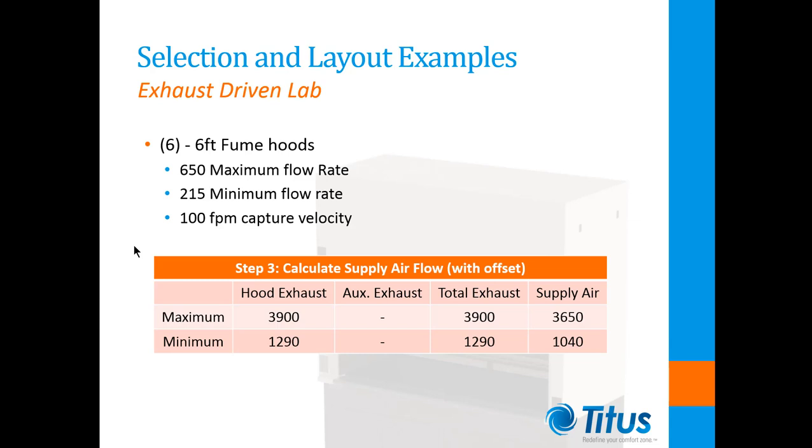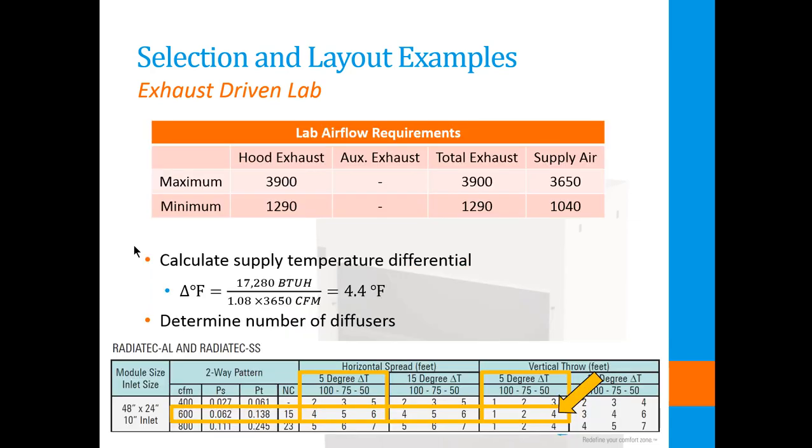There will be a need to adjust this differential during balancing to achieve the desired level of pressurization. The result is 3,650 CFM for supply as a maximum flow rate, 1,040 CFM as a minimum supply airflow rate. In order to maintain space temperature at the maximum flow condition, a temperature differential of just under 5 degrees is needed. With this, we'll determine how many diffusers we need to use by looking at the performance tables for a domed radial diffuser. The first thing is to determine a selection that will keep velocities in the occupied space and in front of the hood below 50 feet per minute.